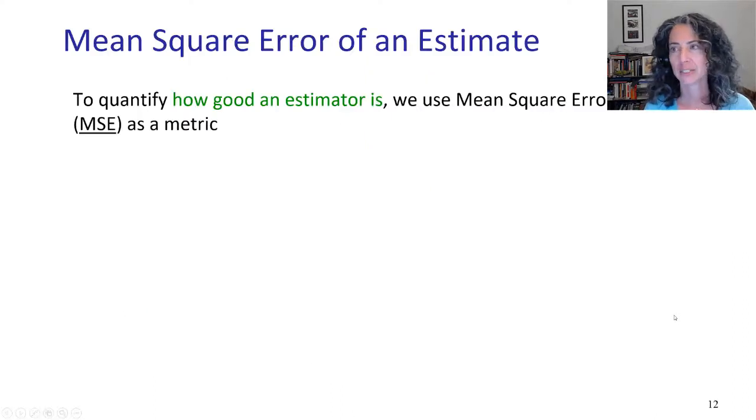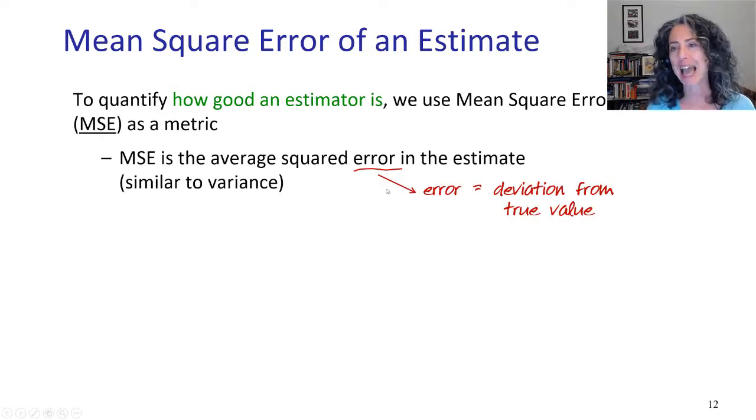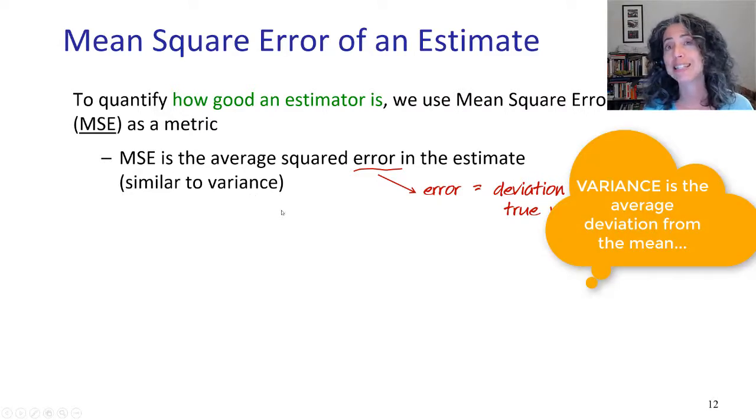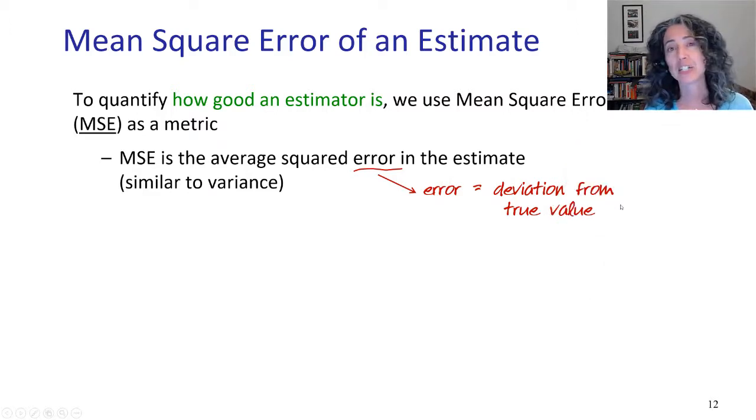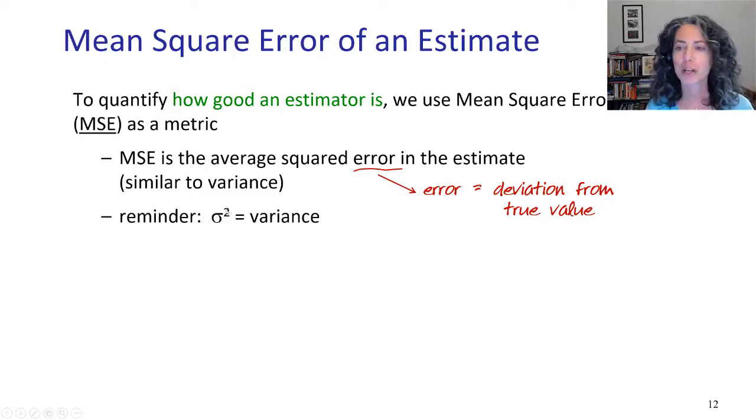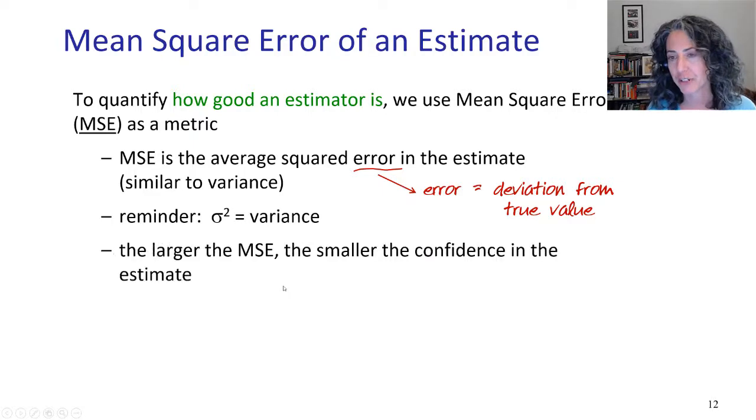First of all, we're going to quantify how good an estimator is by the mean square error. Mean square error is the average squared error in an estimate, where the error is defined as the deviation from the true value. This is similar to variance, or the square root of variance, which is standard deviation. If you recall, standard deviation was the average distance from the mean, whereas the standard error is the average distance from the true value. But other than that difference, these are very similar estimators. Just a reminder, sigma squared is variance, sigma is standard deviation.